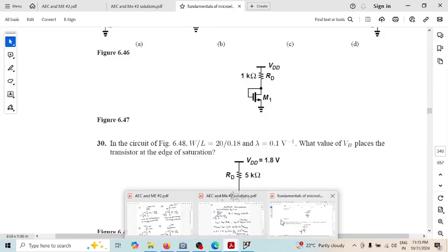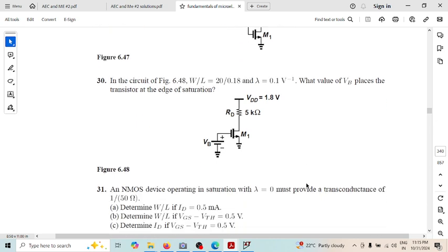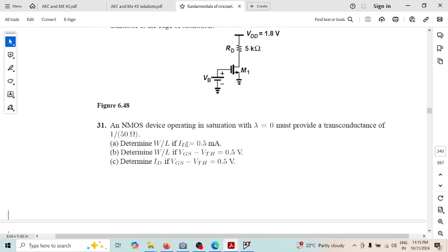Where is this? Okay, it's here. What is this question all about? So if you see this question number 31, an NMOS device operating in saturation with lambda equal to 0 must provide a transconductance of 1 over 50 ohm. So now let us try to solve this.